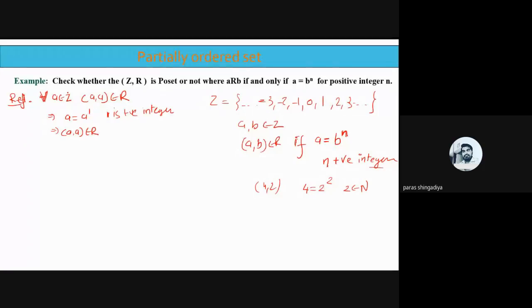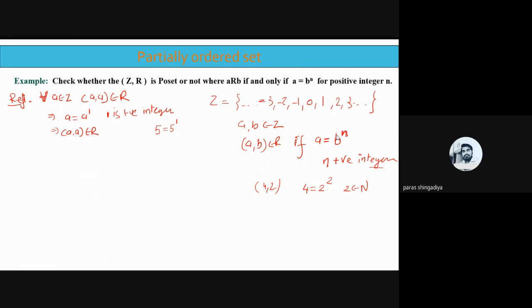And you can consider every a belongs to Z. Let us take a 5. 5 belongs to Z. So can we say (5, 5) belongs to R? That is true. Why is it true? Because we can consider 5 is equal to 5 raised to 1. That is a is equal to b raised to n, where n is equal to 1 and a and b are the same.